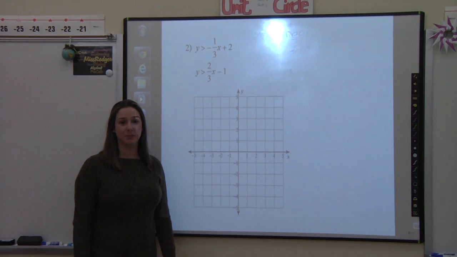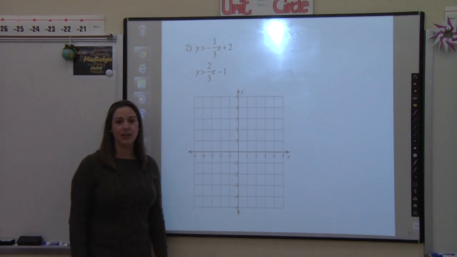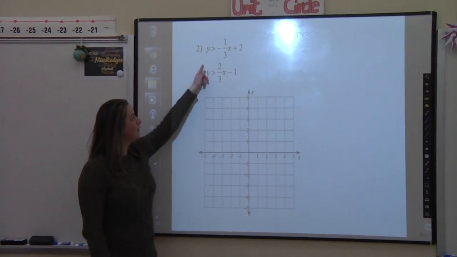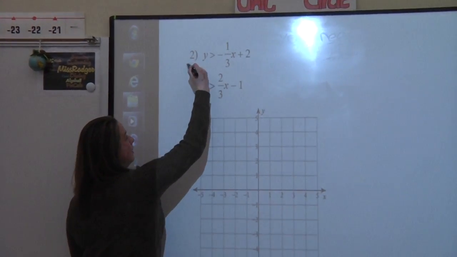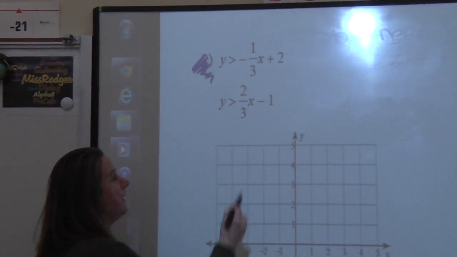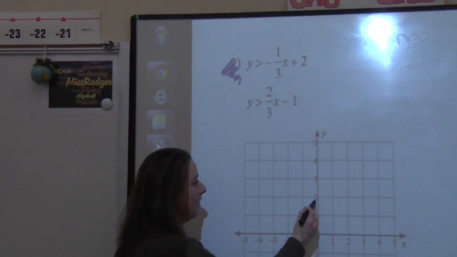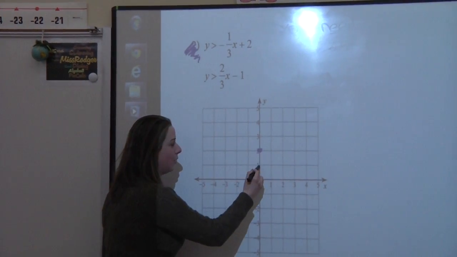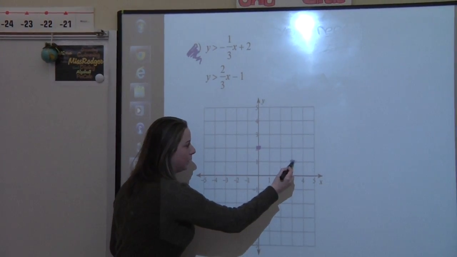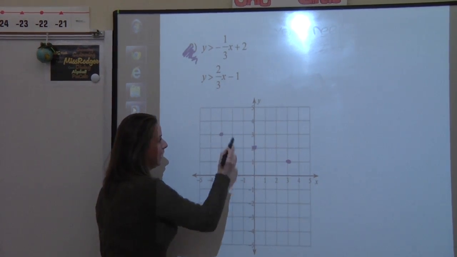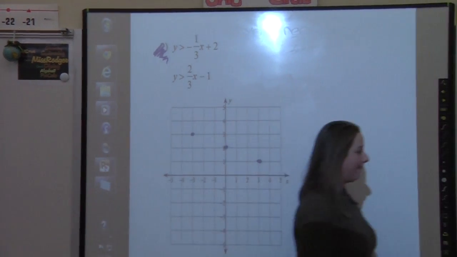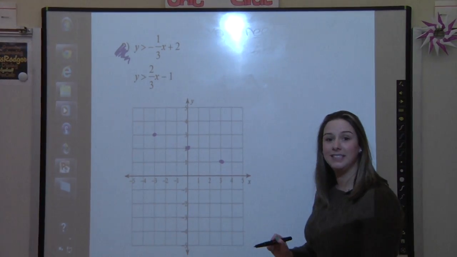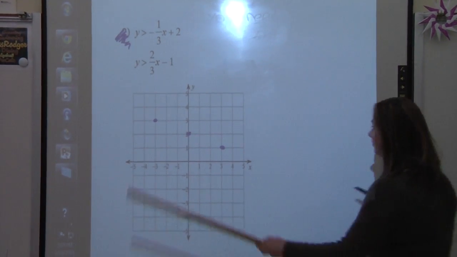Let's take a look at the next problem. We have two linear inequalities. We're going to graph both and see what the solution set is. So for the first one, we'll do this one in blue. We have a y-intercept of 2 and a slope of -1/3. So I'm going to go down 1 and over 3 and up 1 and over 3 in that direction. Notice we're going to have a dashed line for this problem.